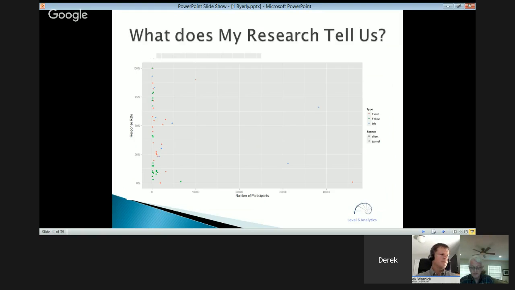Not including client data as disaggregated points on this graph, but the published material is summarized in a table at the end of the slide deck, so you can see what I've pulled from there if you'd like. The graph shows the response rates on the y-axis and the subject pool size on the x-axis, and the colors indicate the type of survey. The shape of the data point indicates whether it's from a Level 6 client database or the published literature.